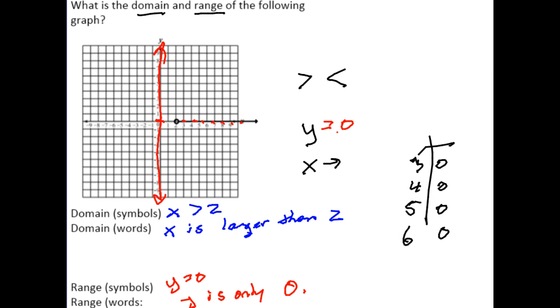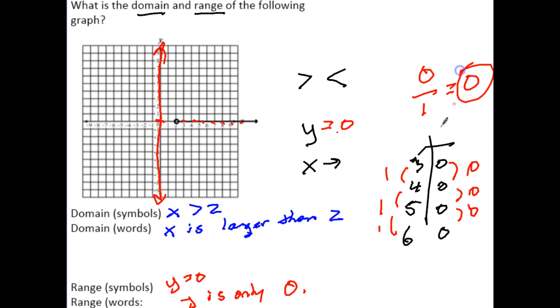By the way, what's the slope of this line? If the y value is always 0 and the x value is always 1, then that's going to give us 0 over 1 or a slope of 0. Just to review that information as well.